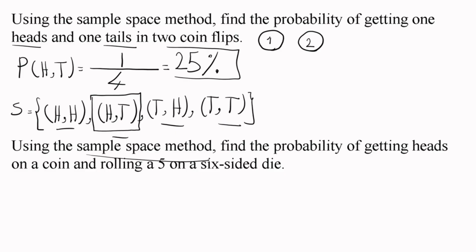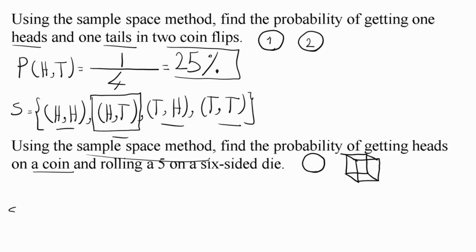Find the probability of getting heads on a coin and rolling 5 on a 6-side die. So I'm going to have a coin and I'm going to flip it, and I have a die and I'm going to roll it. I have more than one event, so this question is related to compound events, and these events are not related to each other. They are not going to have impact on the result of each other, so they are independent events.